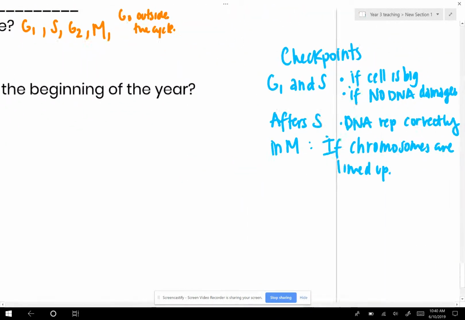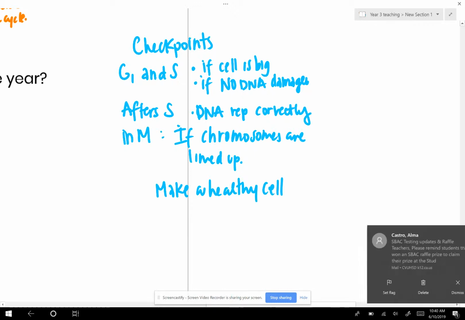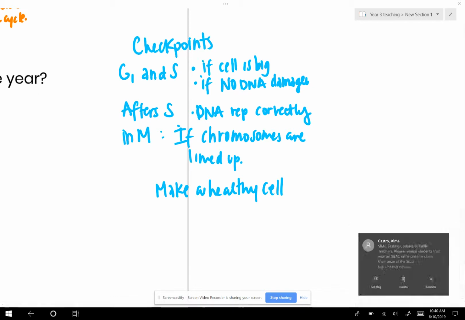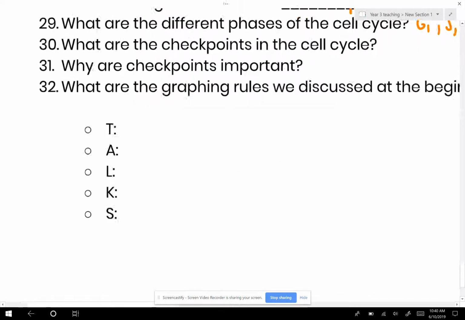And the checkpoints are important, right? Because we want to make a healthy cell, basically. And so in order to double check that we are making a healthy cell, we're going to check all of these things that can be damaged, so that we can prevent as much damage as possible. Okay, so those are our different things on there.